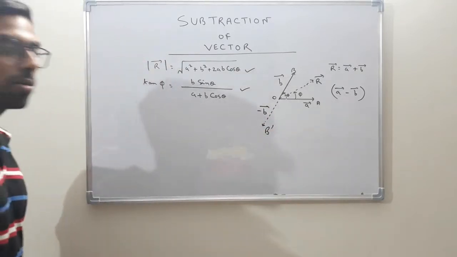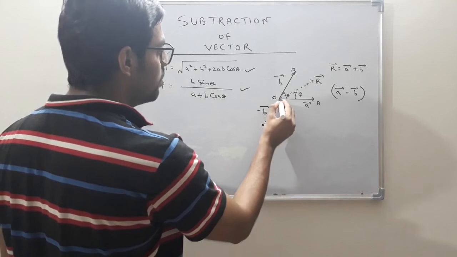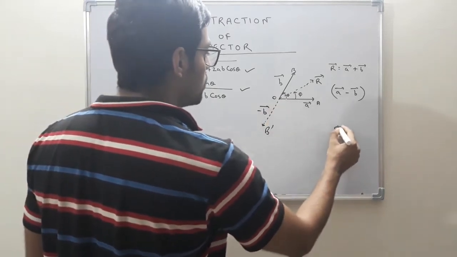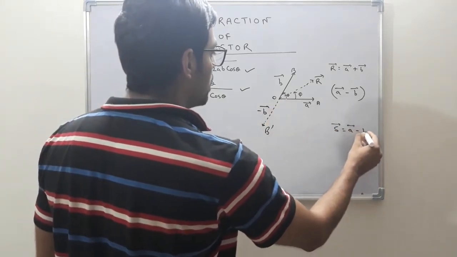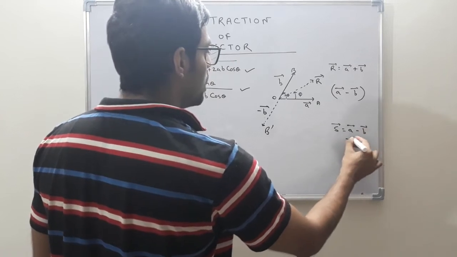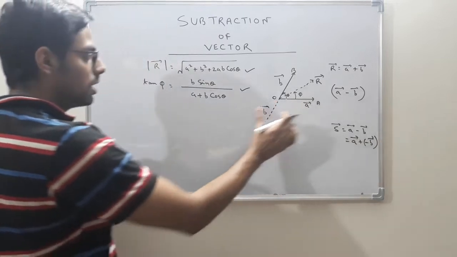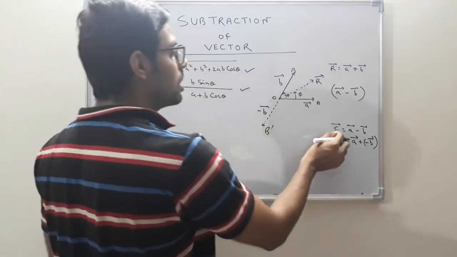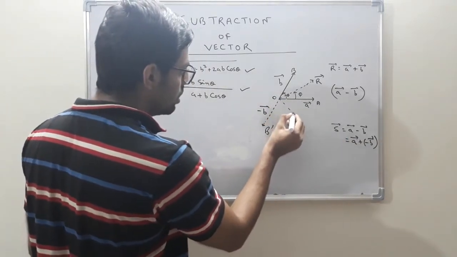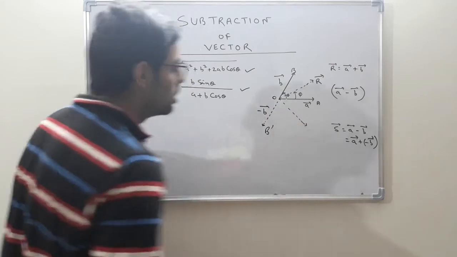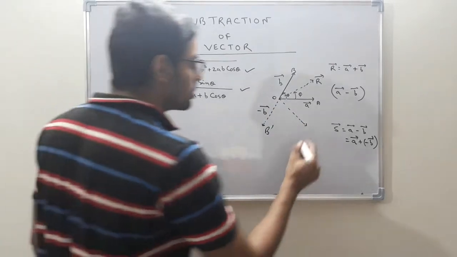So here you need to find A minus B, and it will be oriented as this S vector: S equals A minus B, equal to A plus of minus B. That is, if we add vector A with minus vector B, then we will get this S vector, and it will be oriented in this sense. It is called S vector.